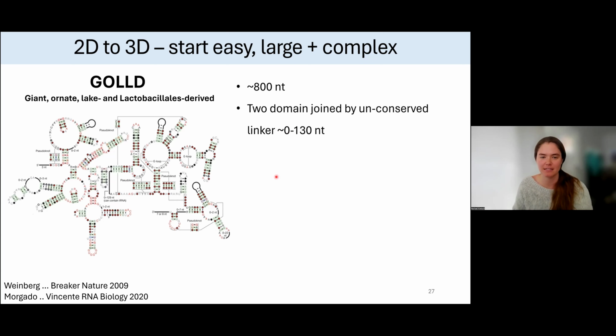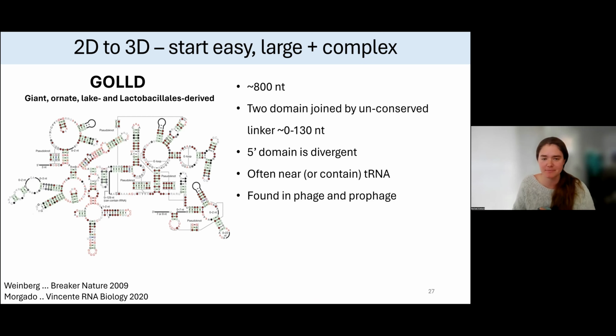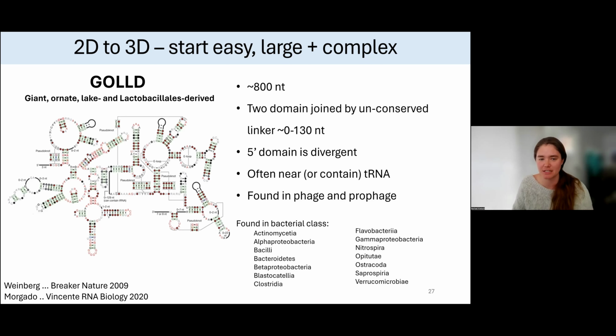It has 2 domains that are linked by an unconserved linker region. One of those domains is quite divergent in the sequence alignment. Functionally, there's very little known about these. Genomically, we know they're often near tRNAs. They're found in phage and prophages, and they're found in an extremely wide array of bacterial classes.